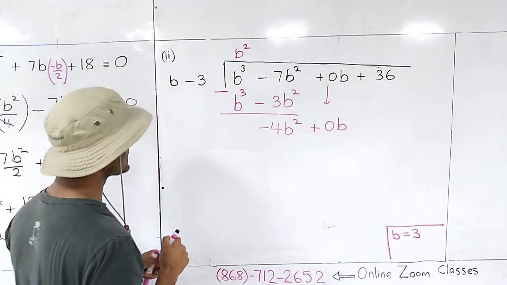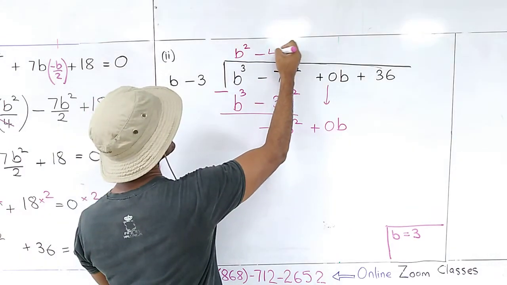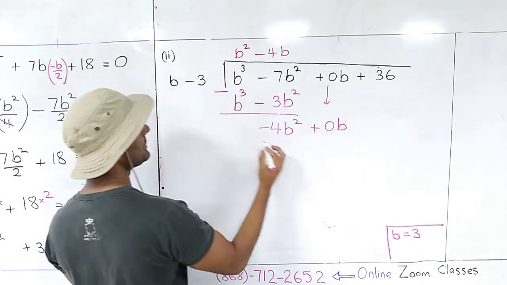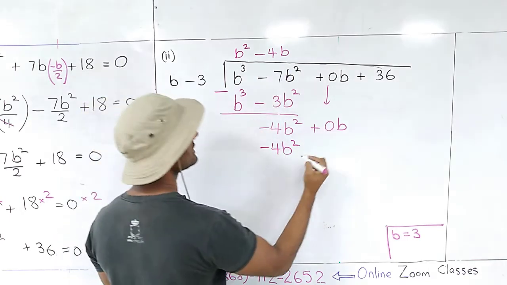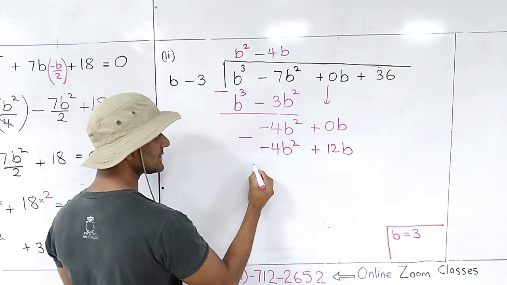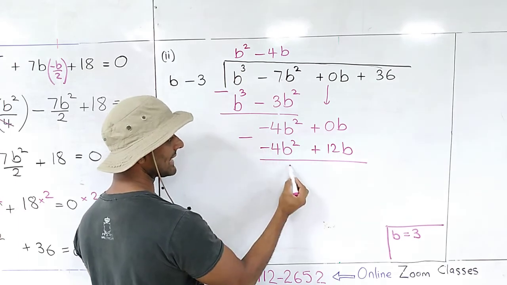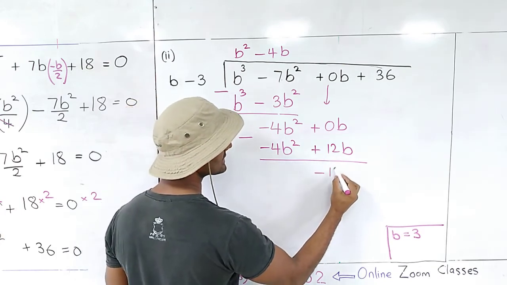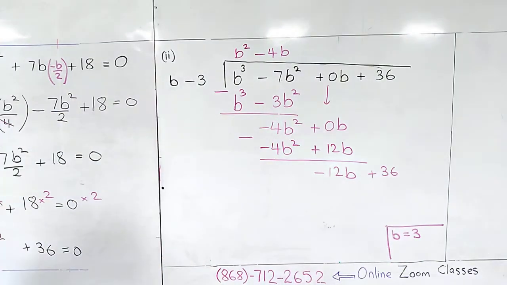So you repeat the process now. b into minus 4b squared is minus 4b. Take this and multiply back by both of them. Minus 4b by b is minus 4b squared. Minus 4b by minus 3 is positive 12b. You have to minus these two things. Minus 4b squared, minus and a minus is a plus. You will get 0 here. 0b minus 12b is minus 12b. And the 36 drops down to join the party.